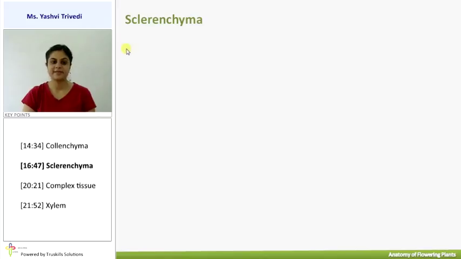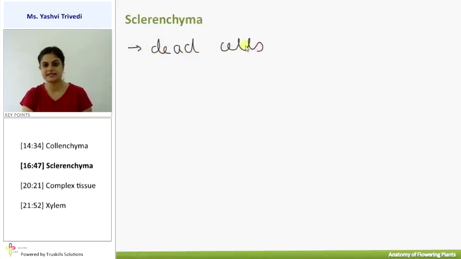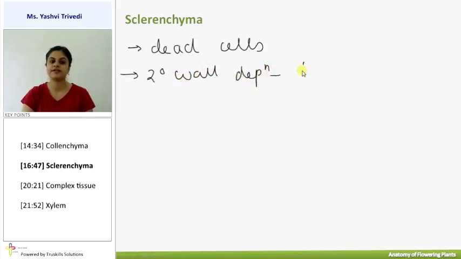Now sclerenchymas are said to be the dead cells. They are not the live cells, they are the dead cells. Again, the primary cell wall will be made up of cellulose, but the secondary wall deposition will be there over here also, and over here the deposition is of lignin. In collenchyma it was of pectin, over here it is of lignin. So primary wall of cellulose, secondary wall of lignin.